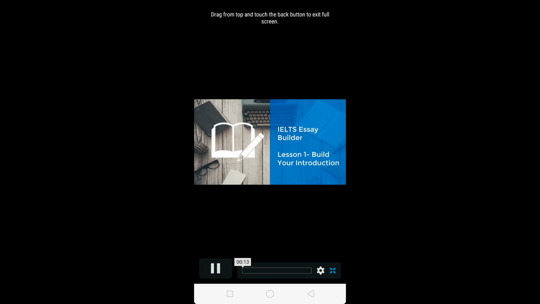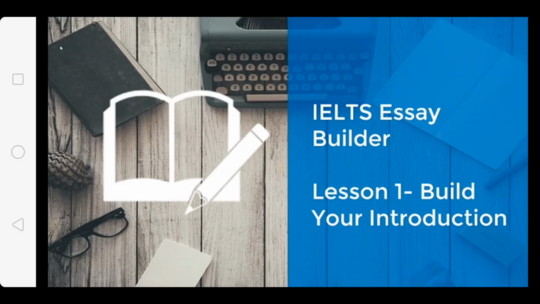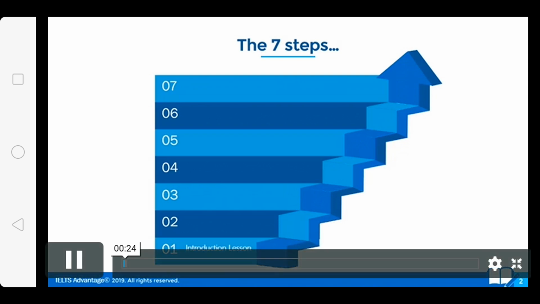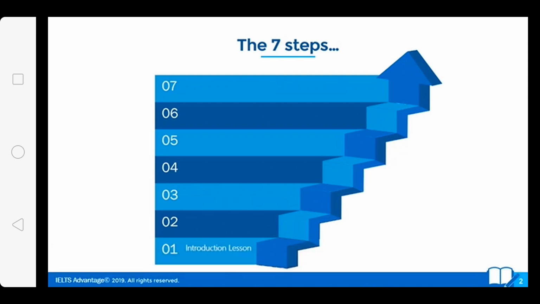Essay, which is how to build an introduction. But before we look at the detail of this lesson, let me just tell you what we're going to do in this course. So there are 7 steps to this course. The first one is today. It's an introduction lesson. So it is not an introductory lesson. It is a lesson all about how to write introductions.